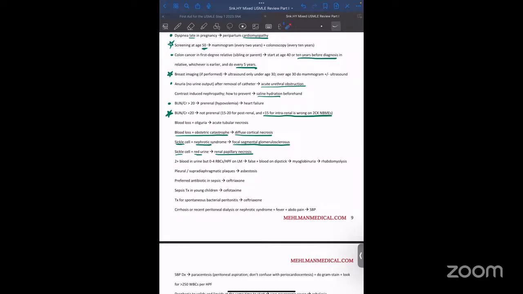Okay. Pleural or subdiaphragmatic plaques is asbestosis. Yes. Preferred antibiotic in sepsis is ceftriaxone. Sepsis treatment in young children is cefotaxime. Treatment for spontaneous bacterial peritonitis is ceftriaxone.